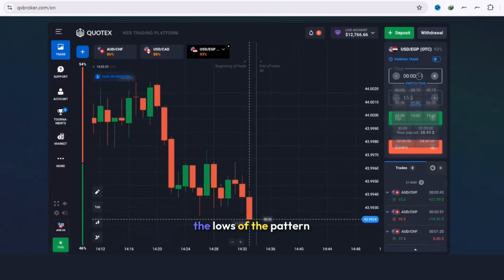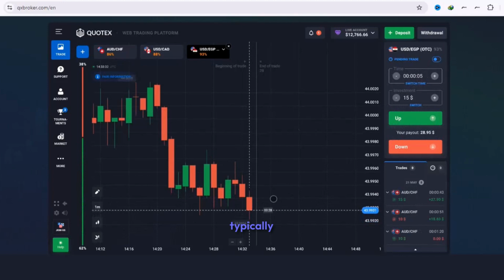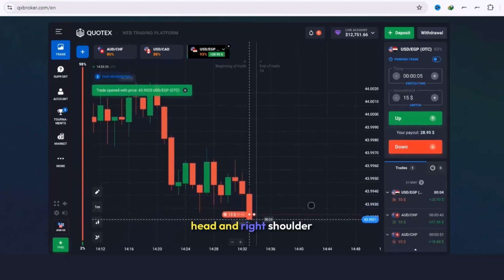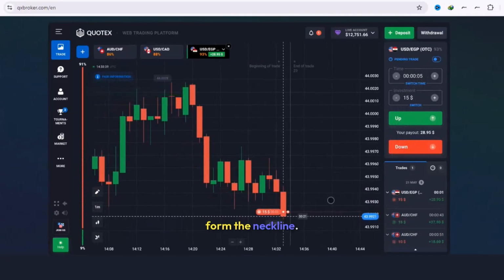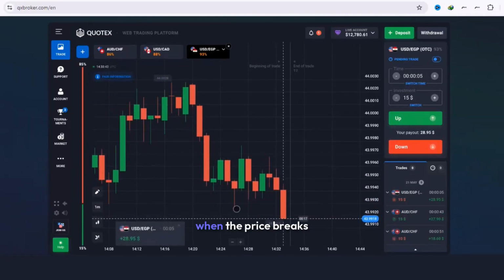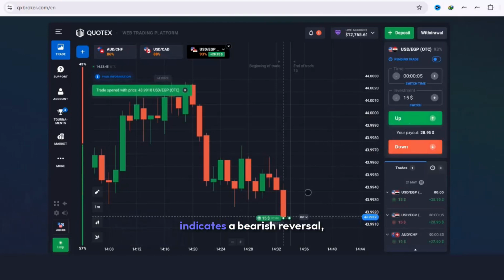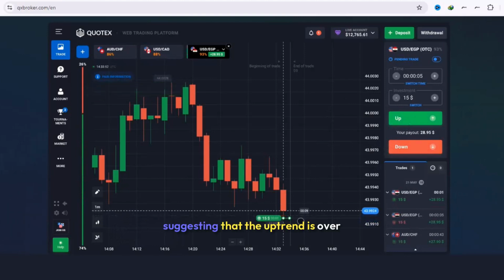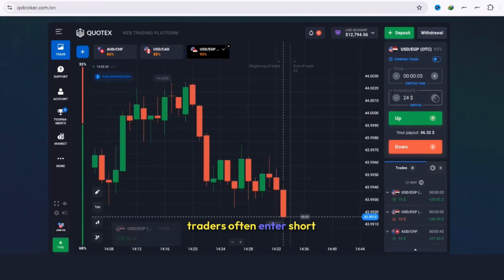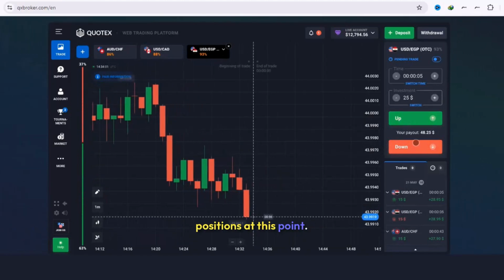Neckline. The lows of the pattern, typically connecting the bottom of the left shoulder, head, and right shoulder, form the neckline. This is a crucial level because the pattern is confirmed when the price breaks below the neckline. Breakdown. A break below the neckline indicates a bearish reversal, suggesting that the uptrend is over and a new downtrend may begin. Traders often enter short positions at this point.